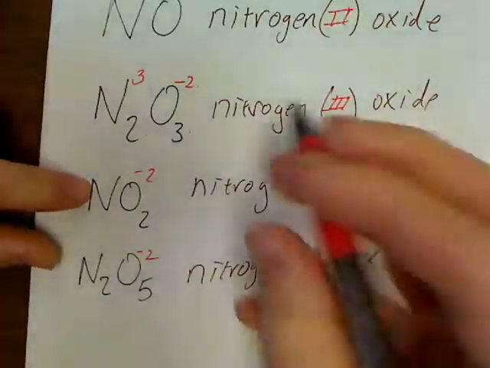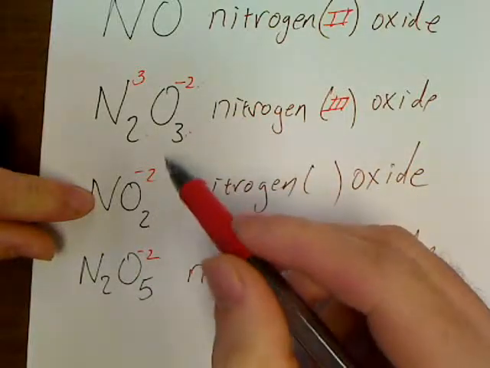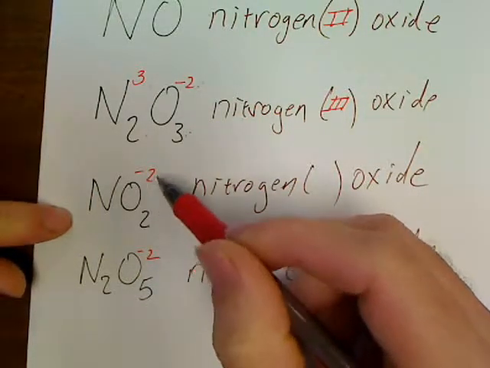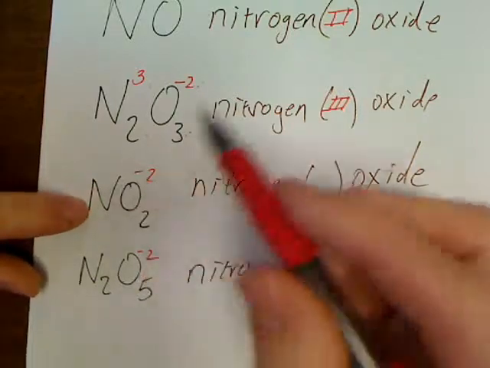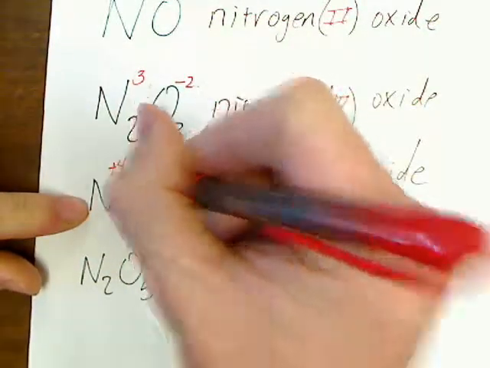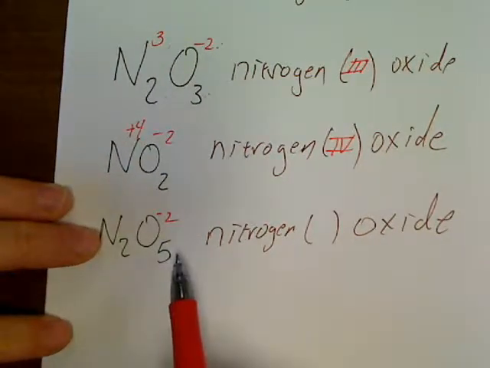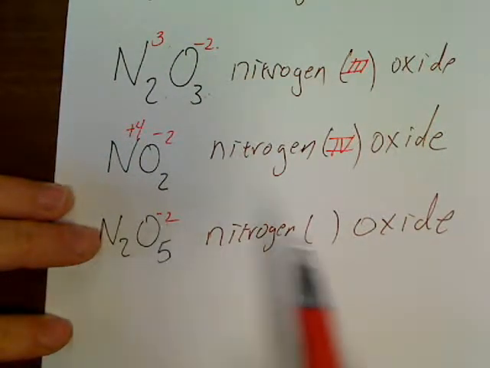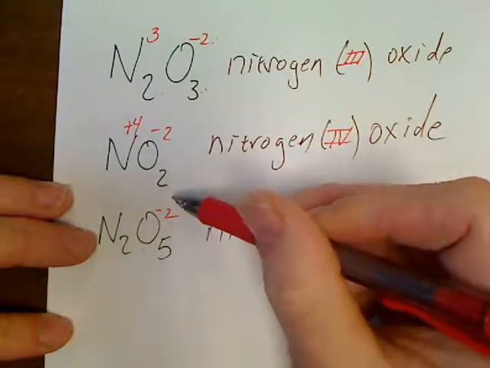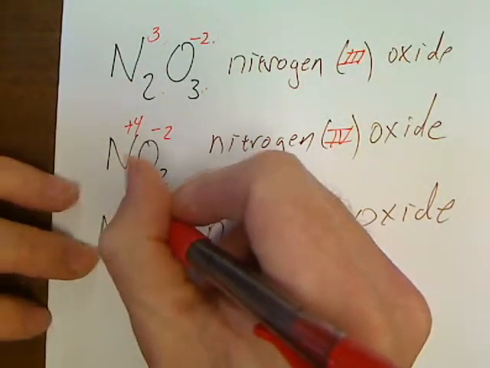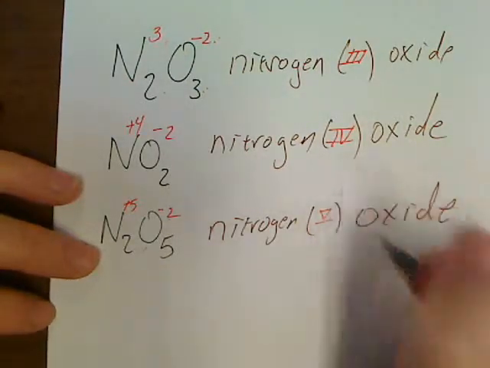Take a look at the next one. 2 and -2. Why did somebody do this? If there's a 2 there, and that's a -2, what did the N have to be? Obviously, it had to be a Roman numeral 4. And then the last one, check this one out. 5 and -2. Well, that makes a 10. So that means this had to be 2 and +5. So Roman numeral V.